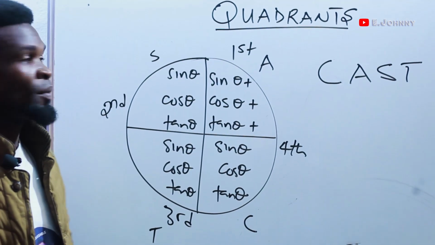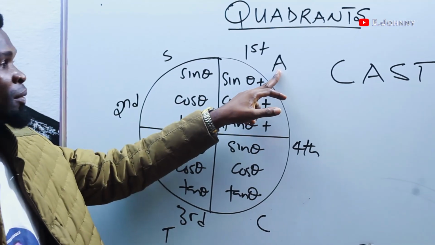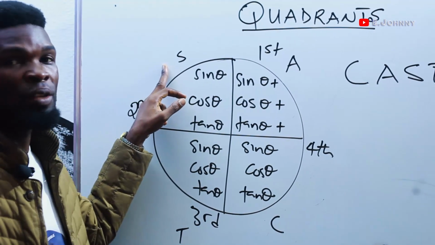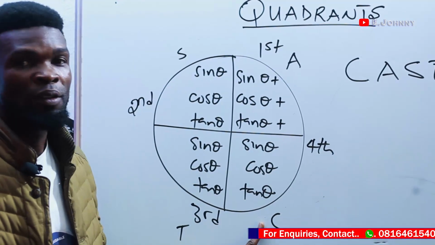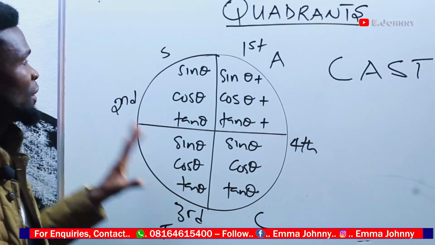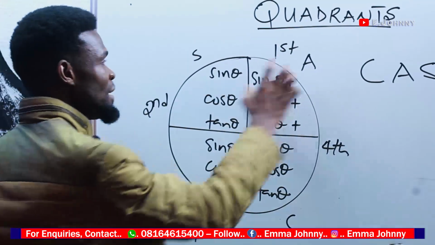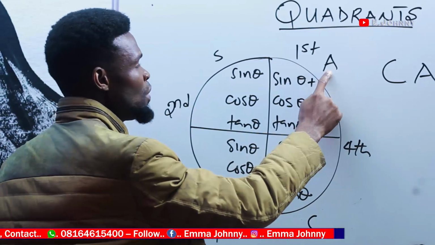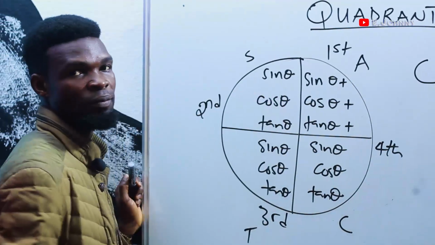CAST, meaning that from the first quadrant, A here stands for all, S you can say students, T take, C coffee. You can say all students take coffee. Now this is very symbolic and very important. What that means is that in the first quadrant, all here means sine, cos, and tan. That is, everything is positive.